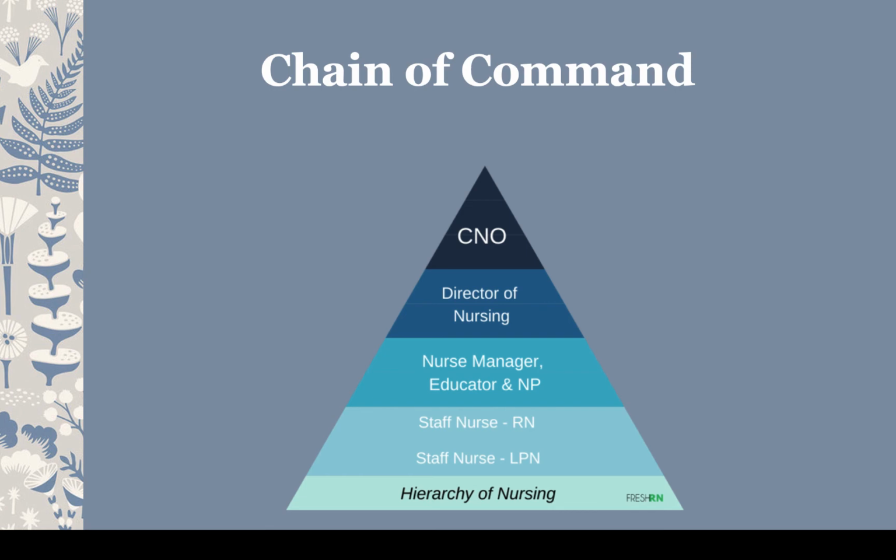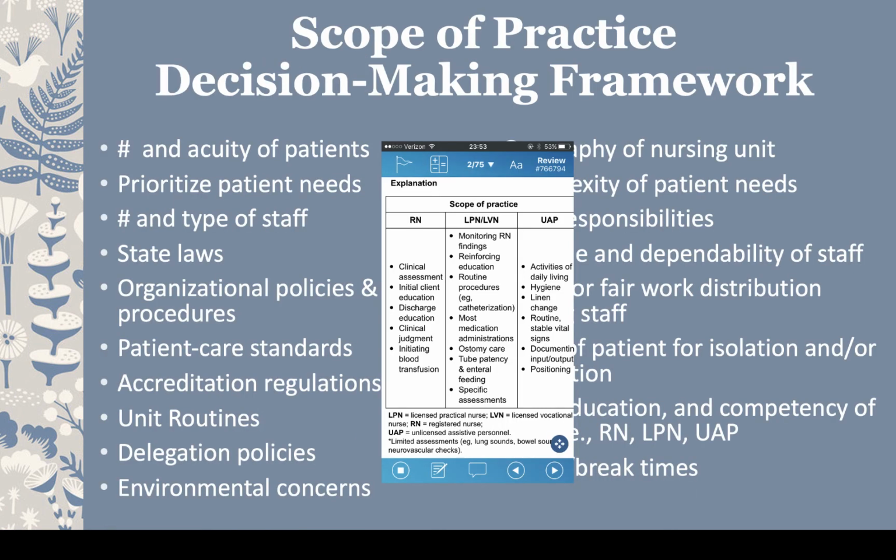Chain of command is really important. It's also important if you have a boss, and let's say you went over your boss's head about something, or your boss finds out about something that you should have told them about from someone else. That usually doesn't go over well. So chain of command is really important, especially if you're in a leadership role. And then scope of practice.